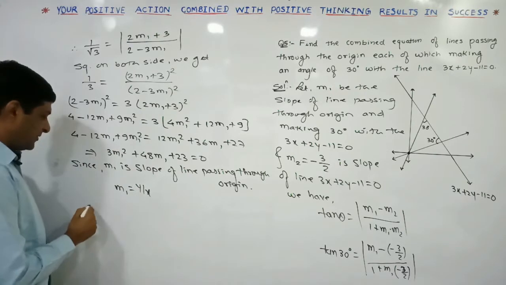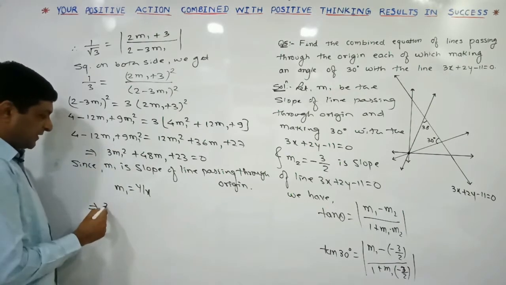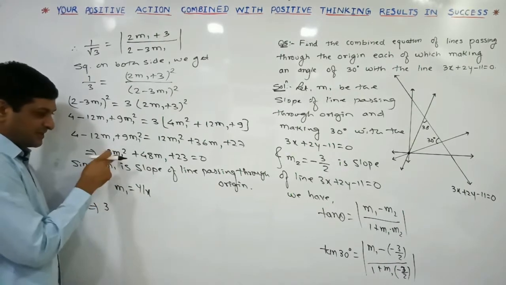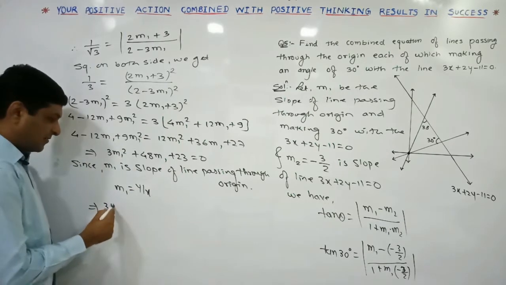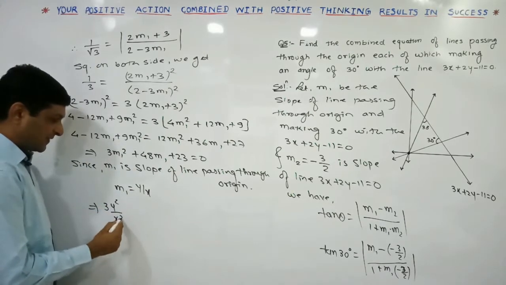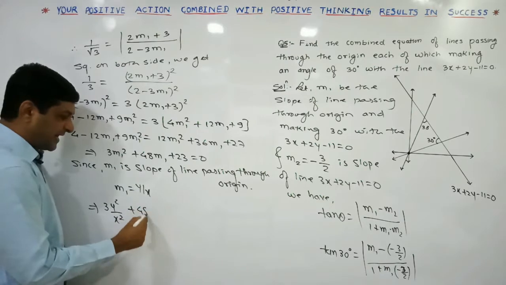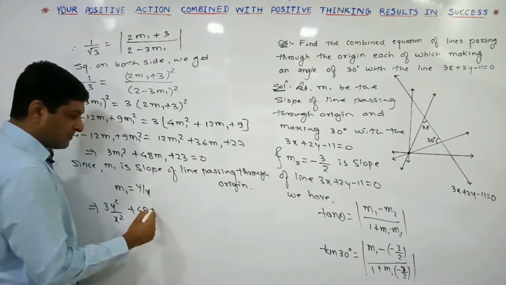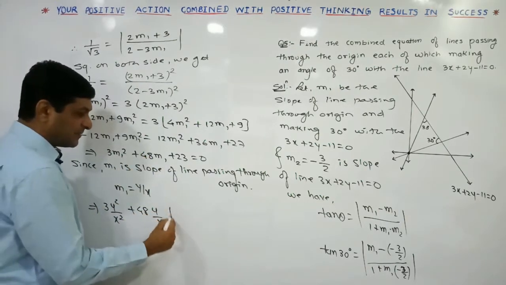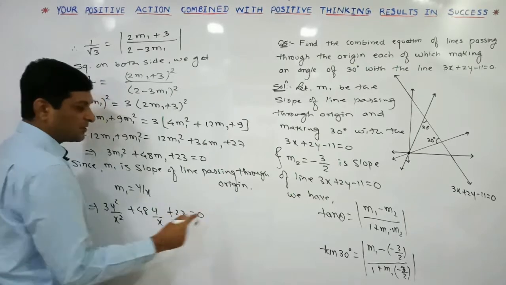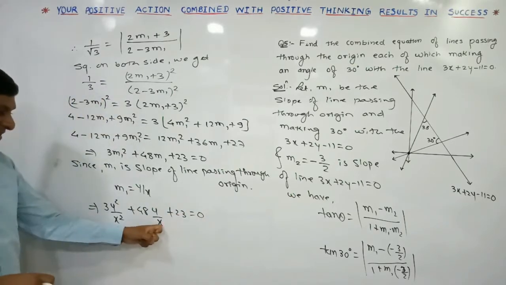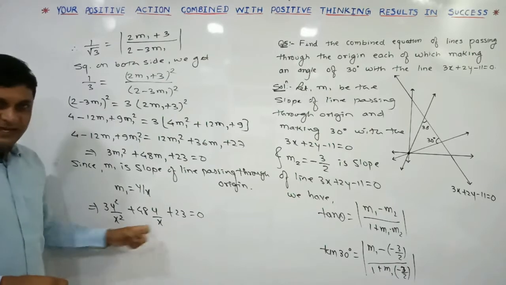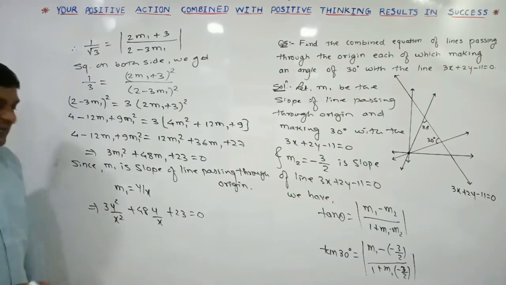So what we'll get? This implies that 3, keep it as it is. If m1 is y by x, then m1 square will become what? y square upon x square plus 48, keep it as it is. Again I am replacing m1 by its value y by x, plus 23 is equal to 0, keep it as it is. Now observe, what is the LCM of x and x square? It will be x square. So we are multiplying both sides by x square.